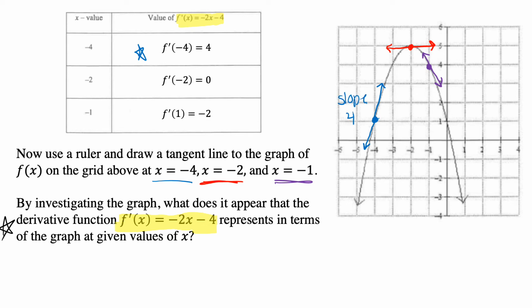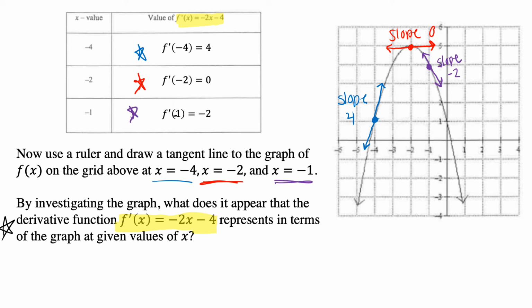Looking at x equals negative 2, the tangent line there is actually a horizontal line, which remember has a slope of 0, which is also the value that we got out when we plugged negative 2 into that derivative function. Finally, looking at when x equals negative 1, excuse this typo, the value we got out was negative 2. Looking at our tangent line, our slope is negative, not as steep as the first one, so here our slope is about negative 2, again matching with the value we got out of our derivative function.